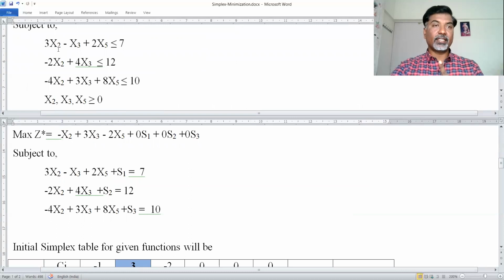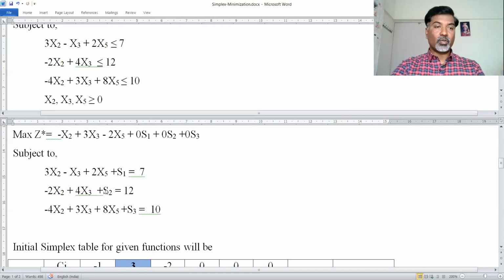what was the constraint? 3x2 minus x3 plus 2x5 plus s1. I have added the first slack variable in the first equation, the second slack variable in the second equation, and the third slack variable in the third equation with coefficient 1. If I am not writing coefficient 1, then by default it has coefficient 1. So the converted equation will be 3x2 minus x3 plus 2x5 plus s1 is equal to 7. Now I have removed the inequalities by adding the slack variables, so after adding them we get these three balanced constraint equations.